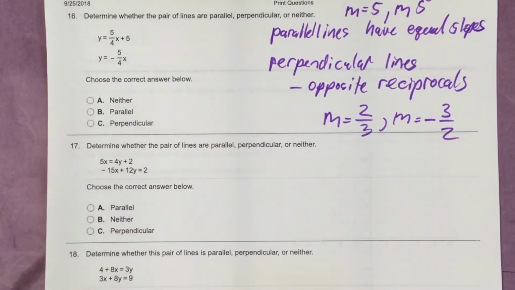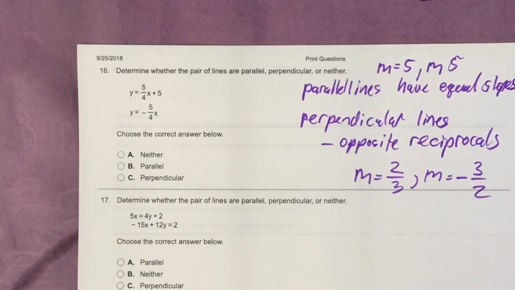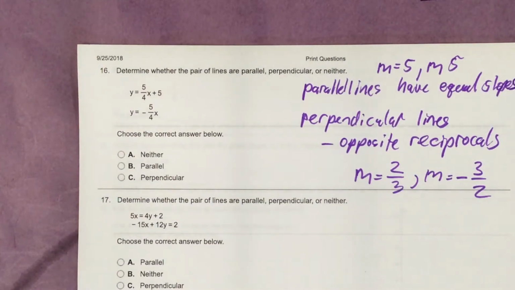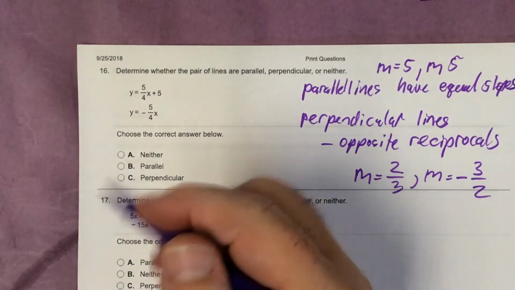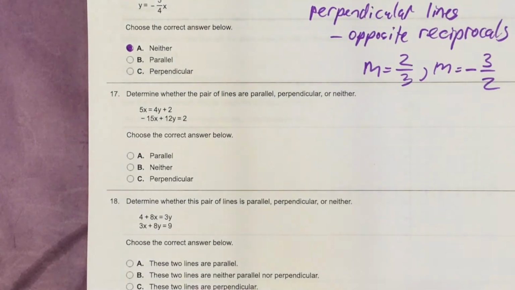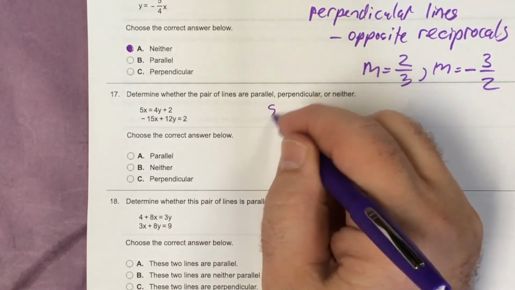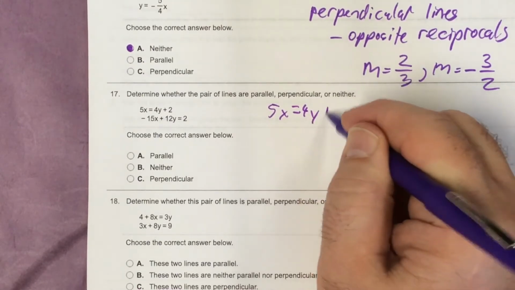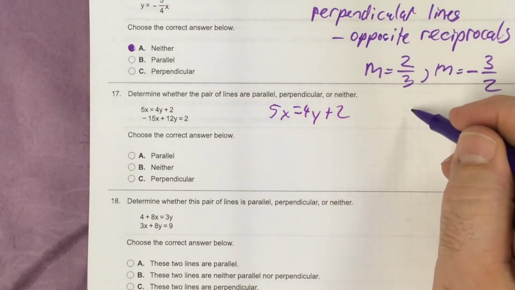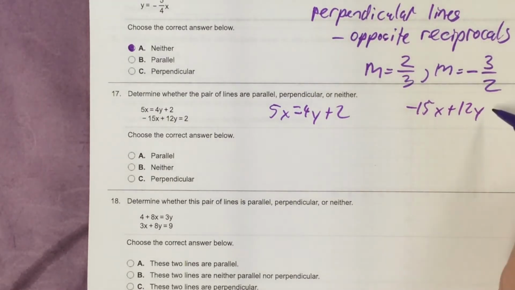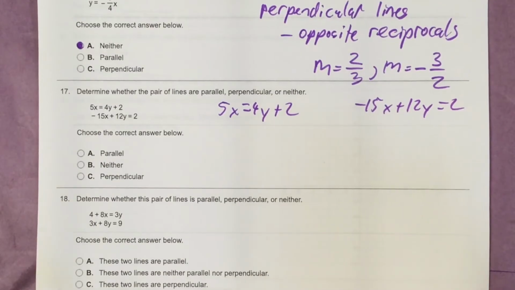So, when we compare the slopes, let's say in 16, this one is 5 over 4, this one's negative 5 over 4. They are opposite, but they're not reciprocals. So this is an example of neither. I'll just do this last one, 17, here. I'm going to take the equation 5x minus 4y equals 2, and I have the other equation negative 15x plus 12y equals 2. I'm going to rewrite both of these.